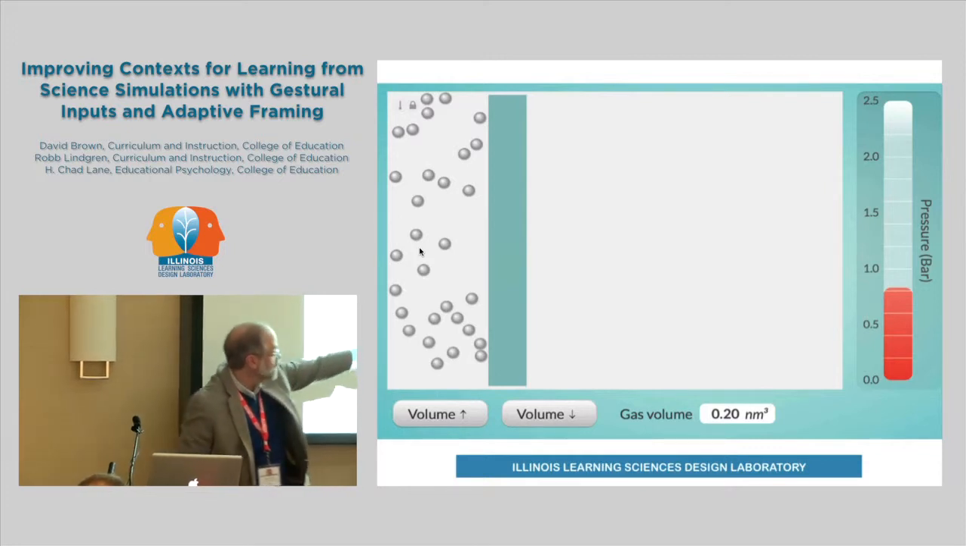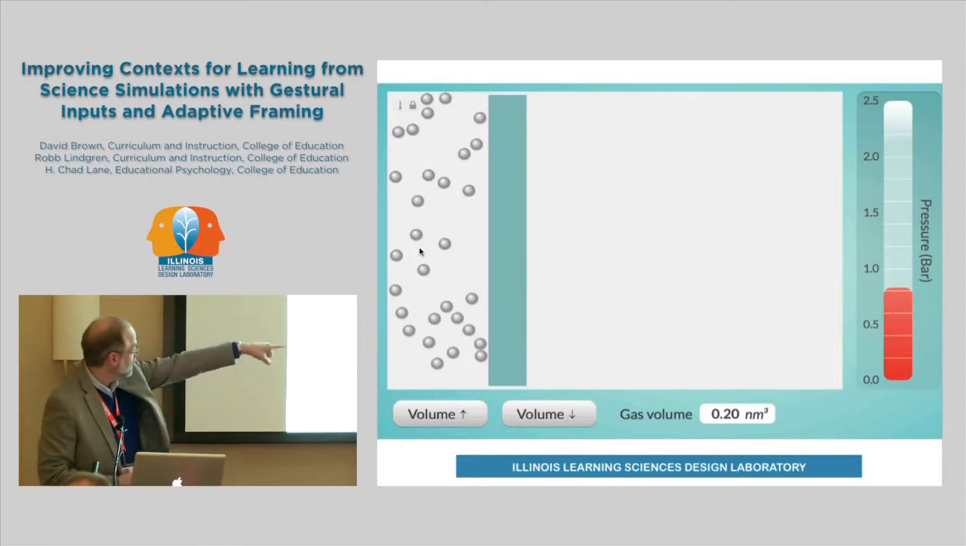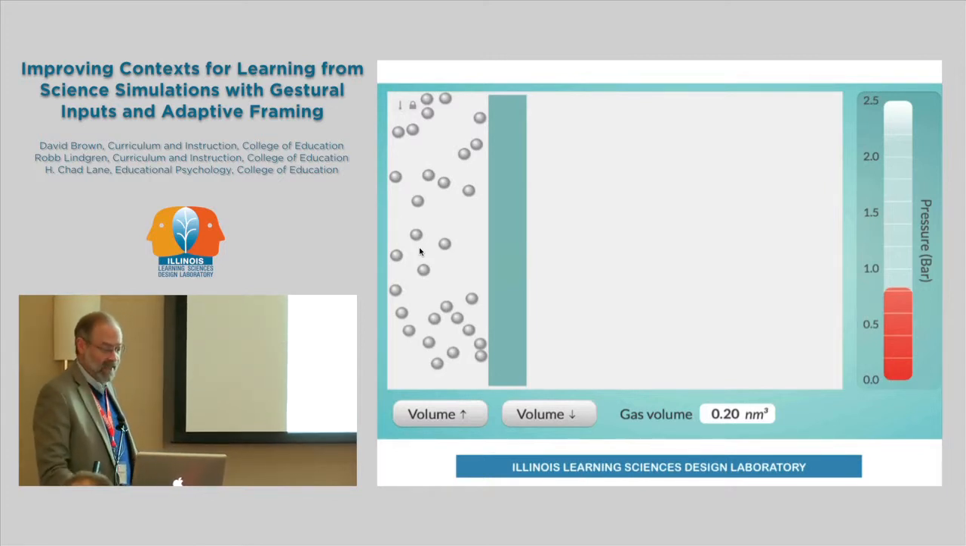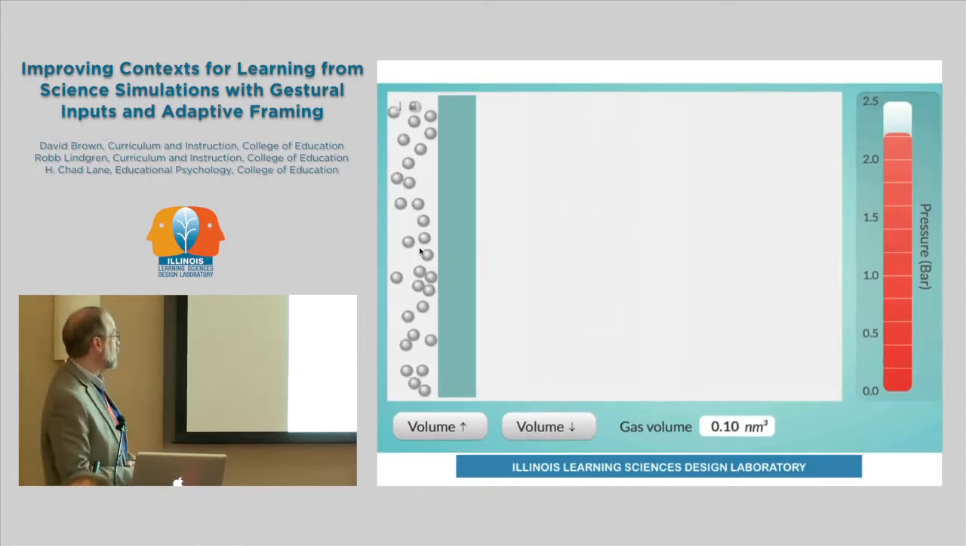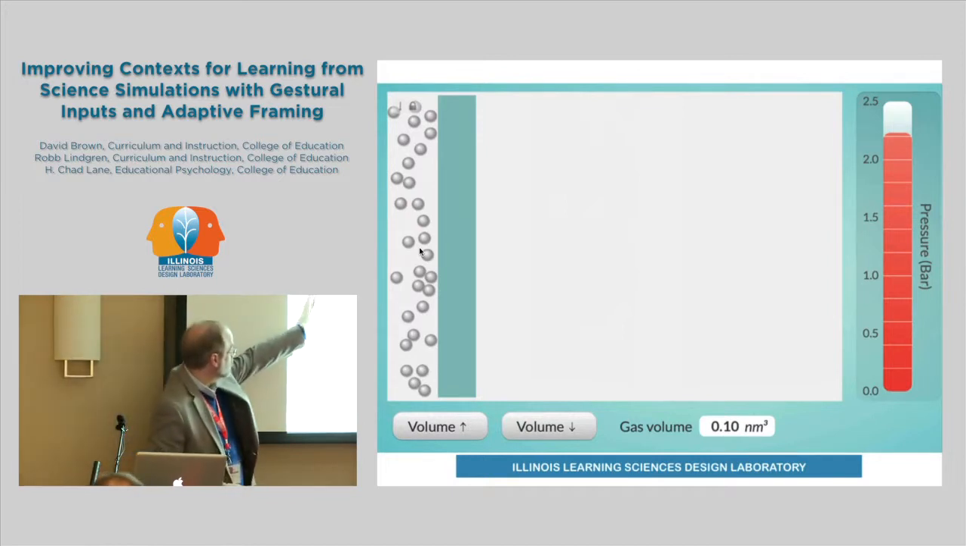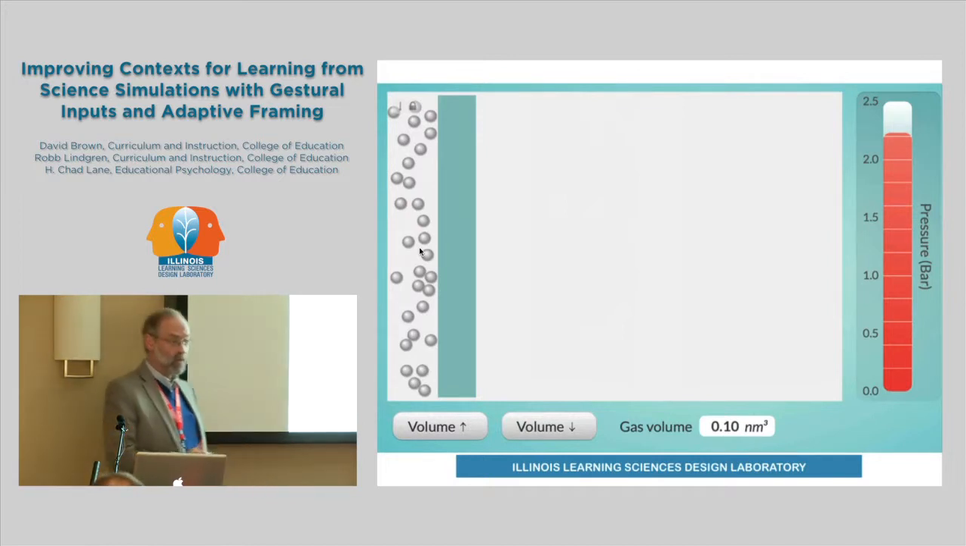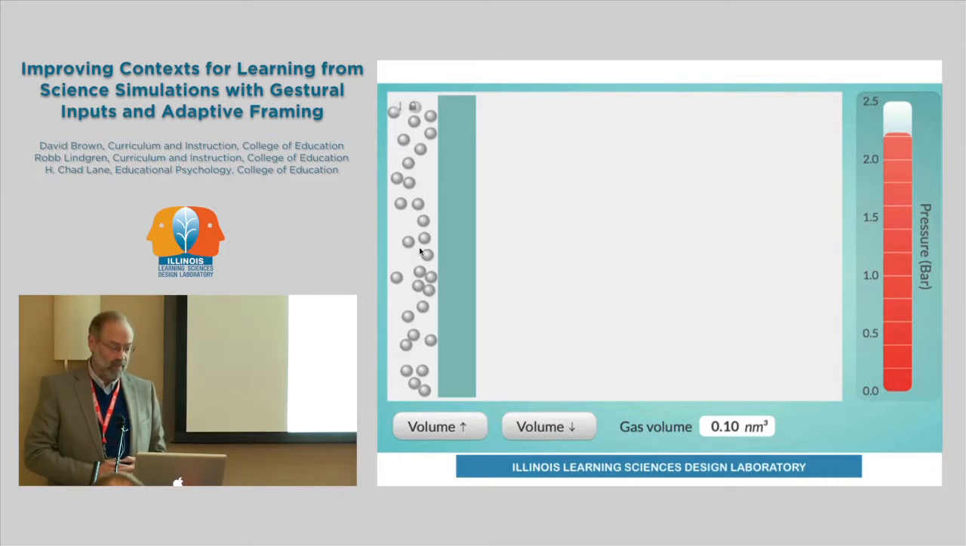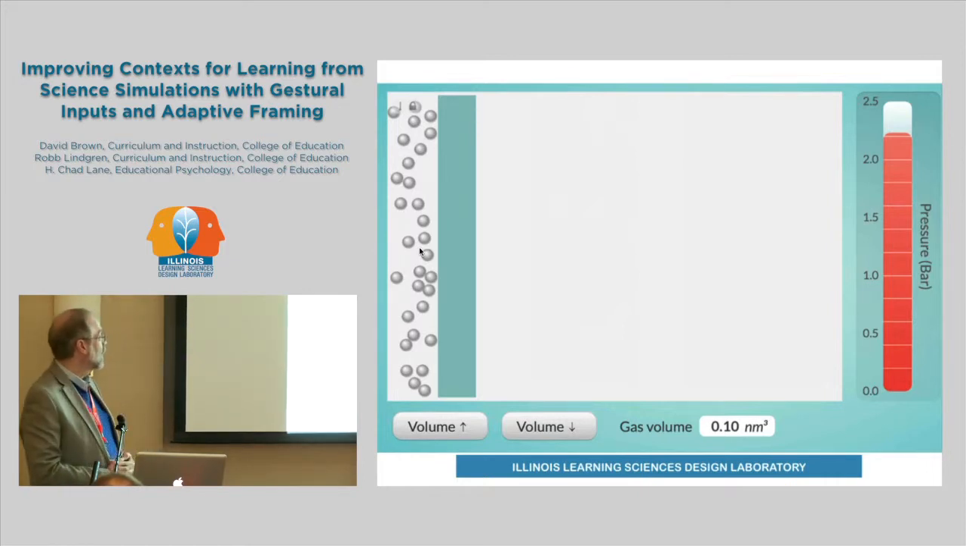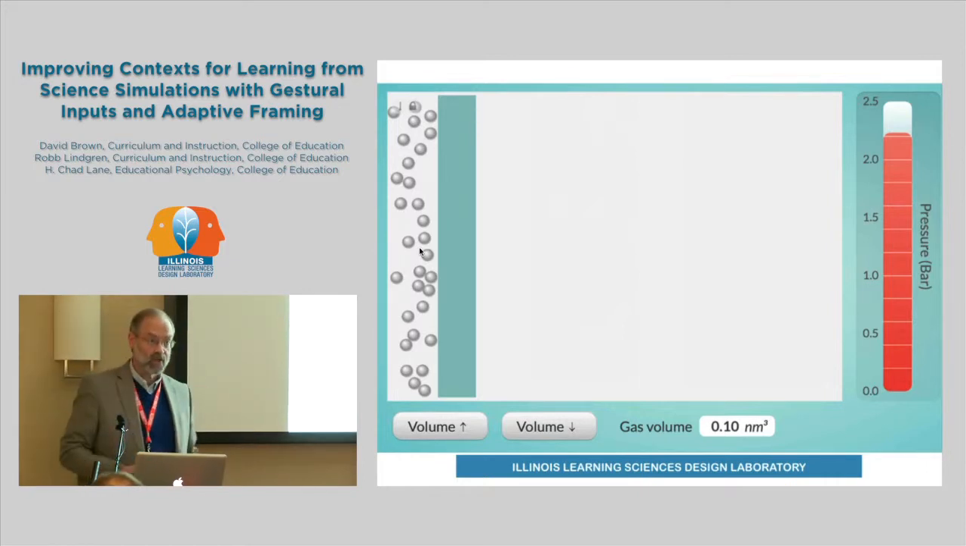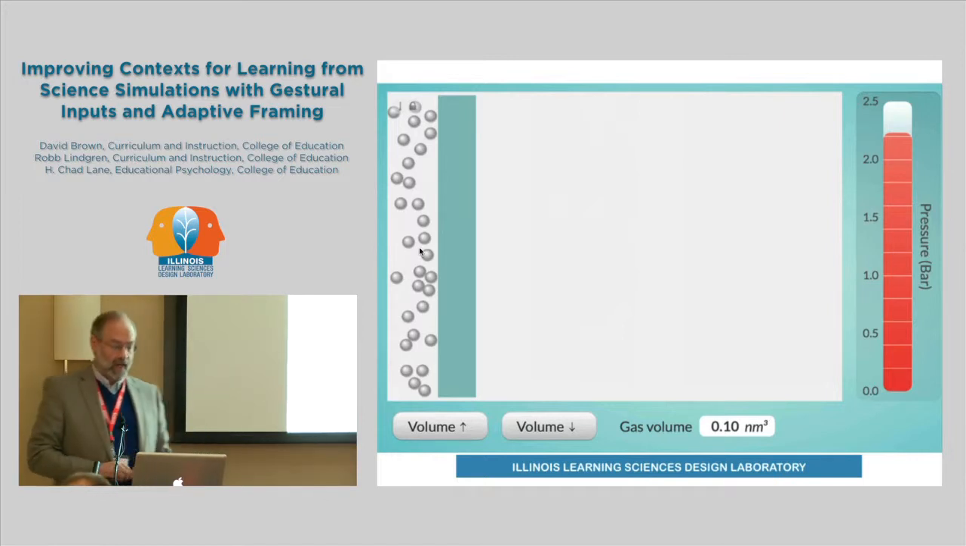How often they hit the plunger is a measure of the pressure, and as it goes in further and further, the pressure goes up and up. Here the molecules are really hitting the plunger very frequently, which is the kinetic molecular explanation for why it gets harder and harder to push as you push the plunger in.